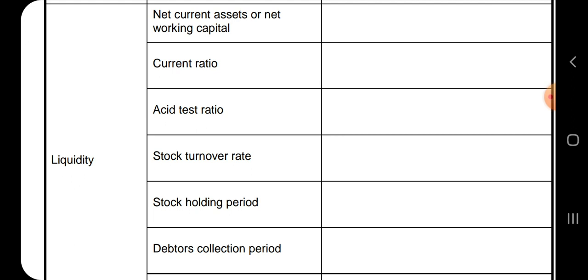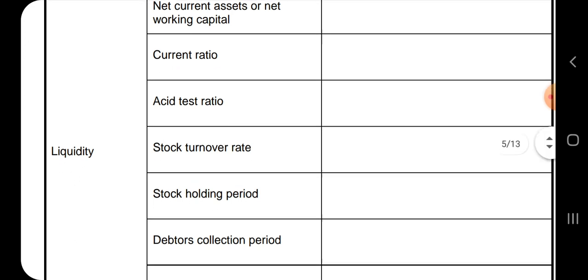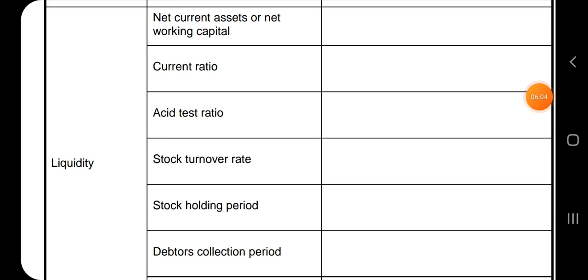So your current assets must be more than current liabilities for the business to be able to pay its debts in the short term. So liquidity, you look at the current ratio, the acid test, stock turnover rate, stock holding period, debtors collection period. Those are the ratios you look at, and the net current asset or net working capital. So with liquidity, you look at this. Liquidity is short term, solvency is long term. Will it be able to pay its debts in the long term?